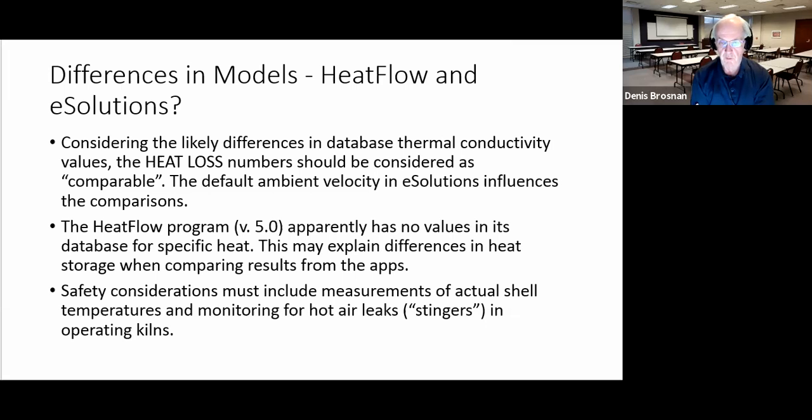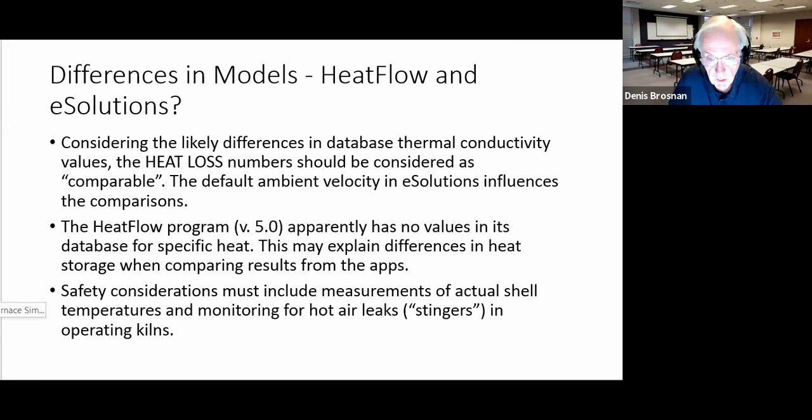Now, I'm familiar with how Morgan Thermal Ceramics in the US does a lot of thermal conductivity testing. They have the guarded hot plate method for thermal conductivity that's specified by ASTM for refractories, and they do a lot of that testing. So I have confidence that those are good numbers. eSolutions takes kind of an average number.